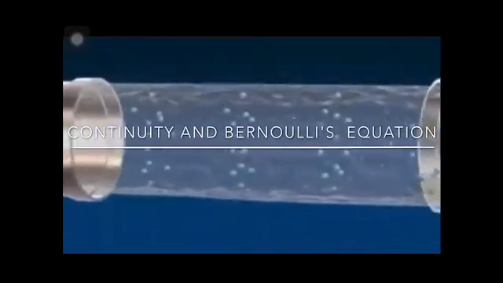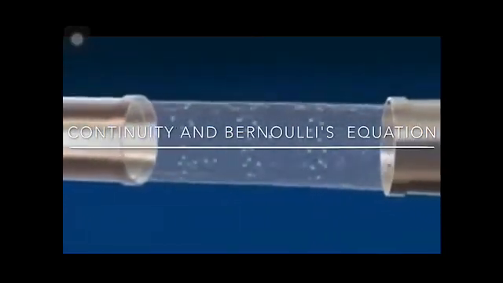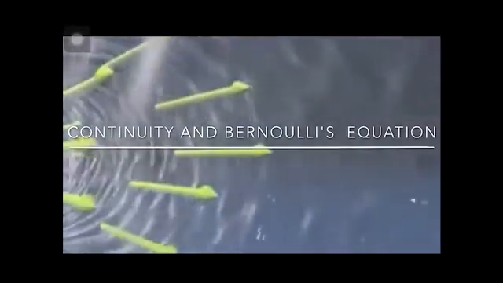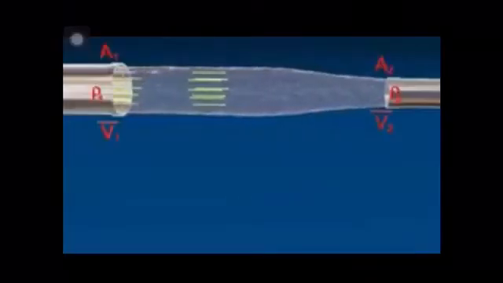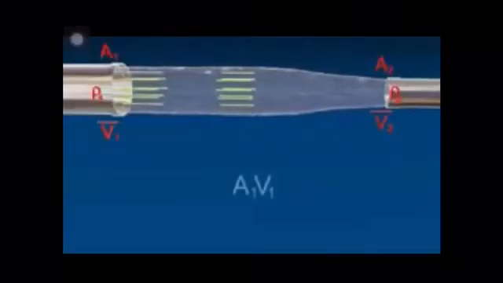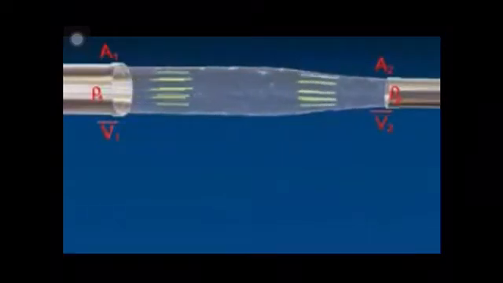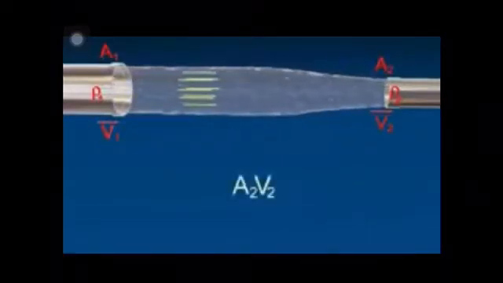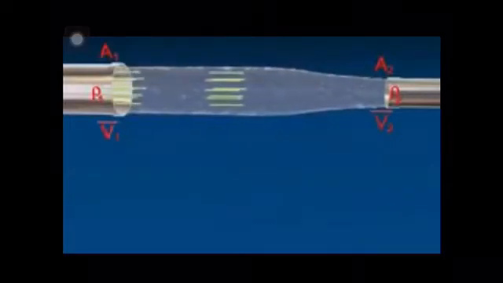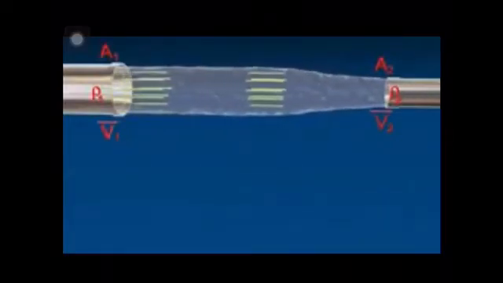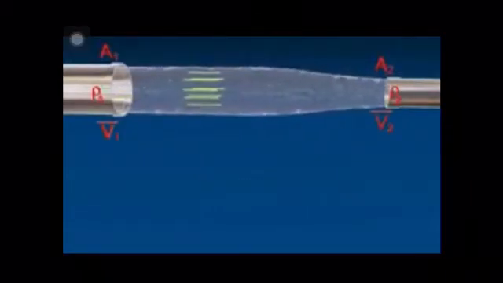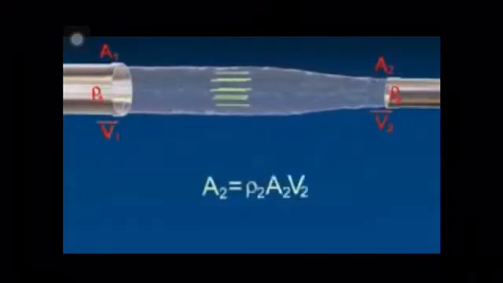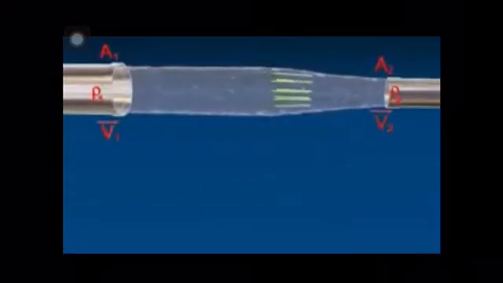Okay, now we want to talk about continuity and Bernoulli's equation. Consider the fluid undergoing steady flow through the pipe as shown. For the flow rate at point A1 and A2, V2 for the flow rate at point 2. So the flow rate at 1 is equal to rho 1 A1 V1, and at 2 is equal to rho 2 A2 V2.